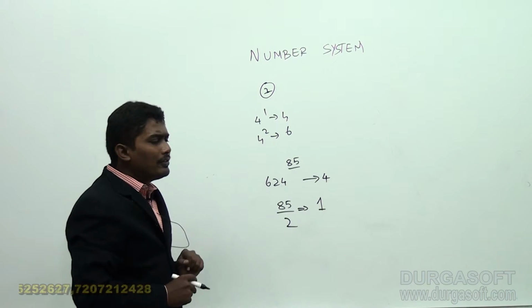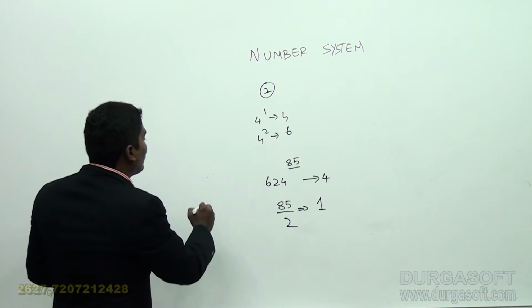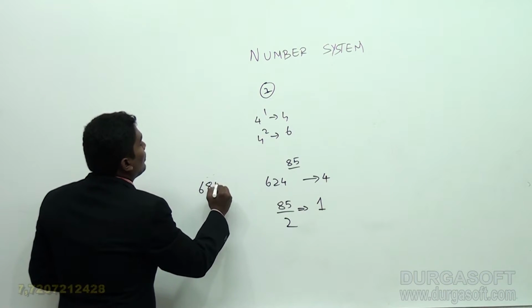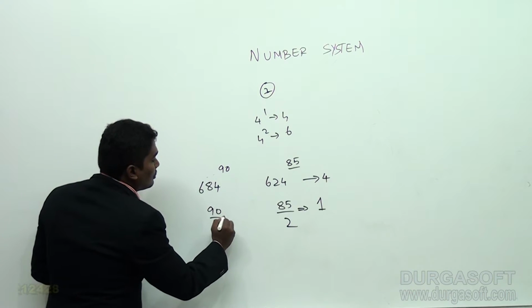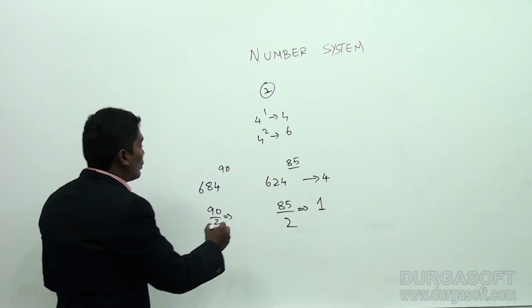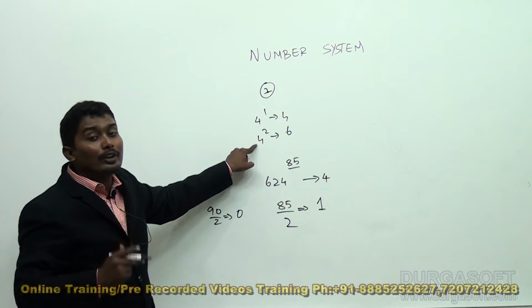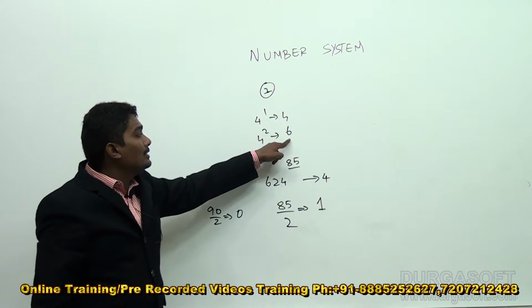Same way, if an even number is given in the power, for example 684 to the power 90. Now I will do 90 divided by 2. I will get remainder as 0. If 0 is the remainder, always go for the last one. The last option here is 6.